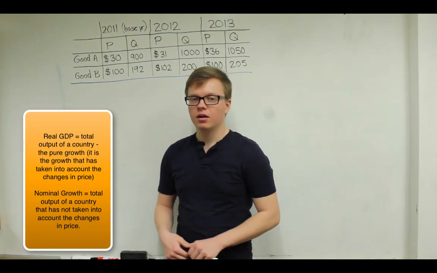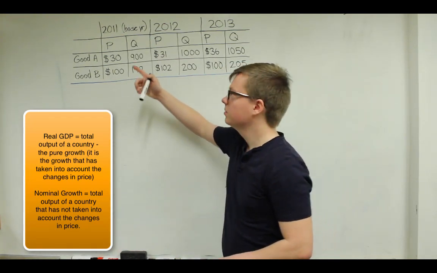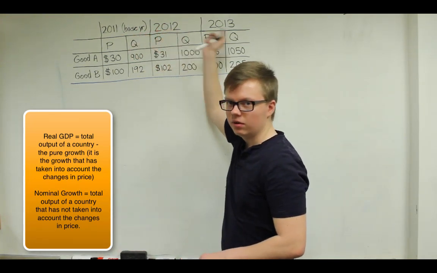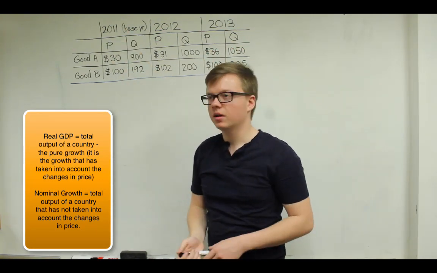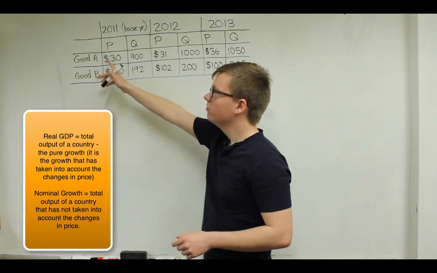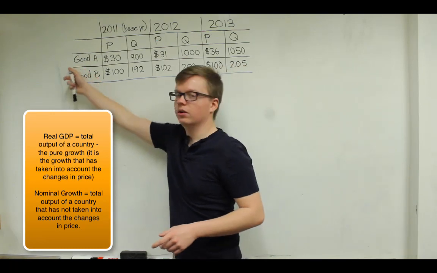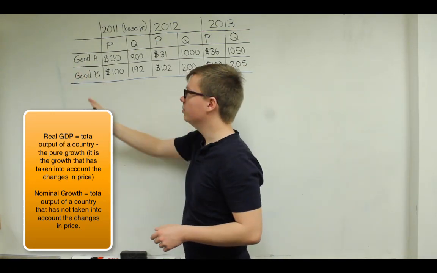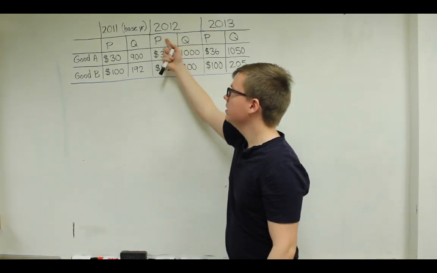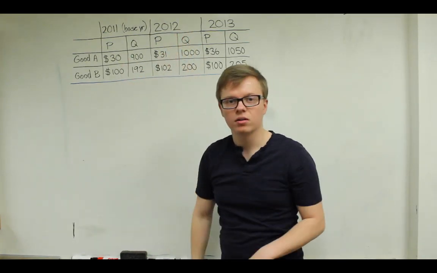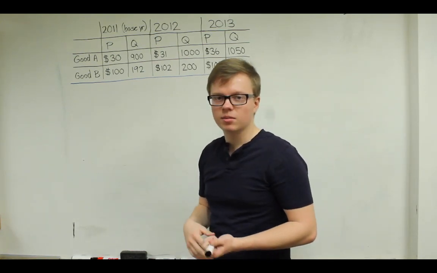So if you look up here on the board, we have a chart with three different years, 2011, 2012, and 2013. 2011 is our base year, and I'll say what that means in a minute or so. For each year we have prices and quantities of two different goods, which we just call goods A and B. For example, in 2012, the price of good A is $31. That's how you read this chart, and we can use this to answer some questions about GDP.